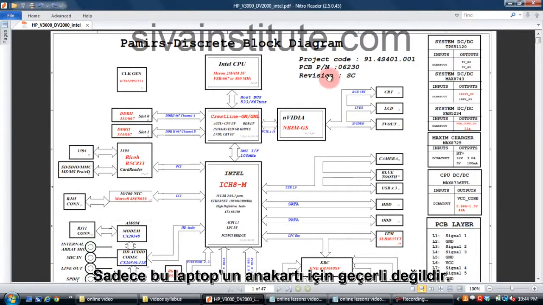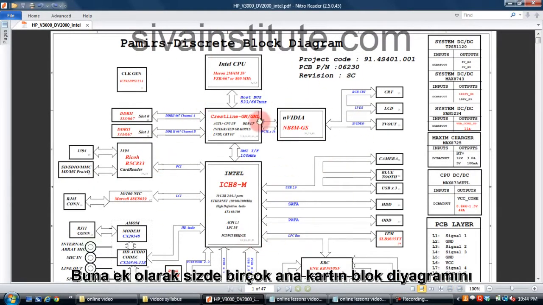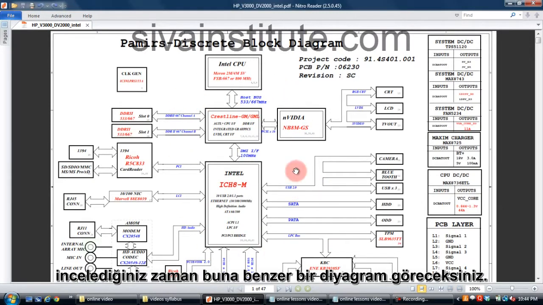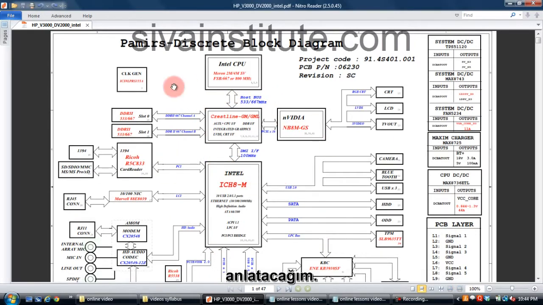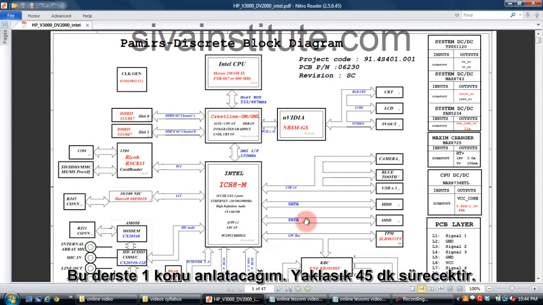Not only this laptop motherboard, so many laptop motherboards will come in this same way. I will explain in block diagram, the complete block diagram of this one. This will take one hour class, nearly 45 minutes.